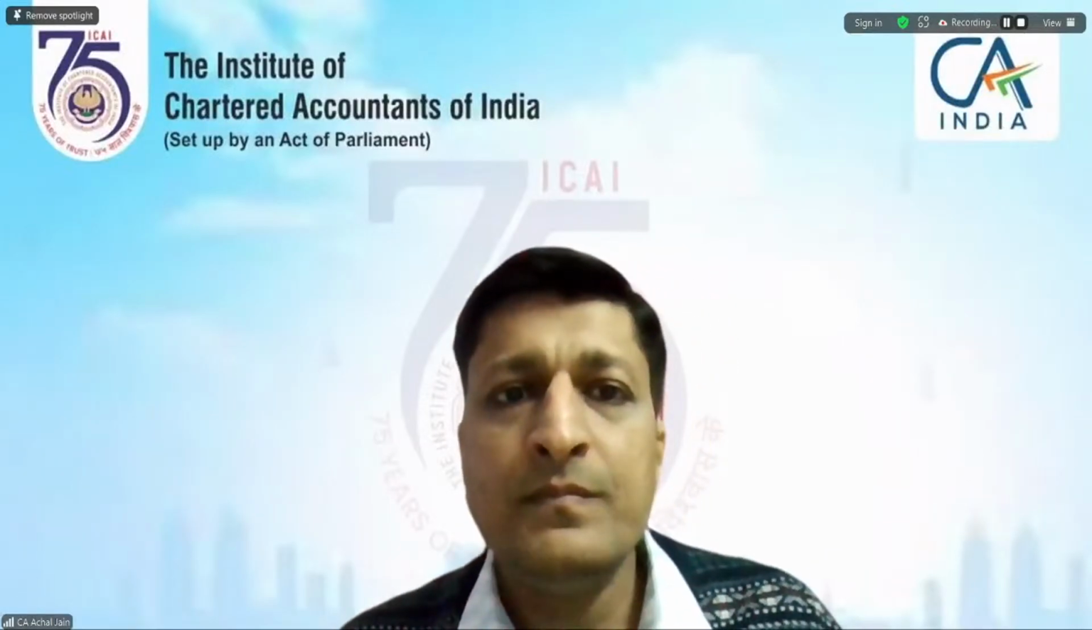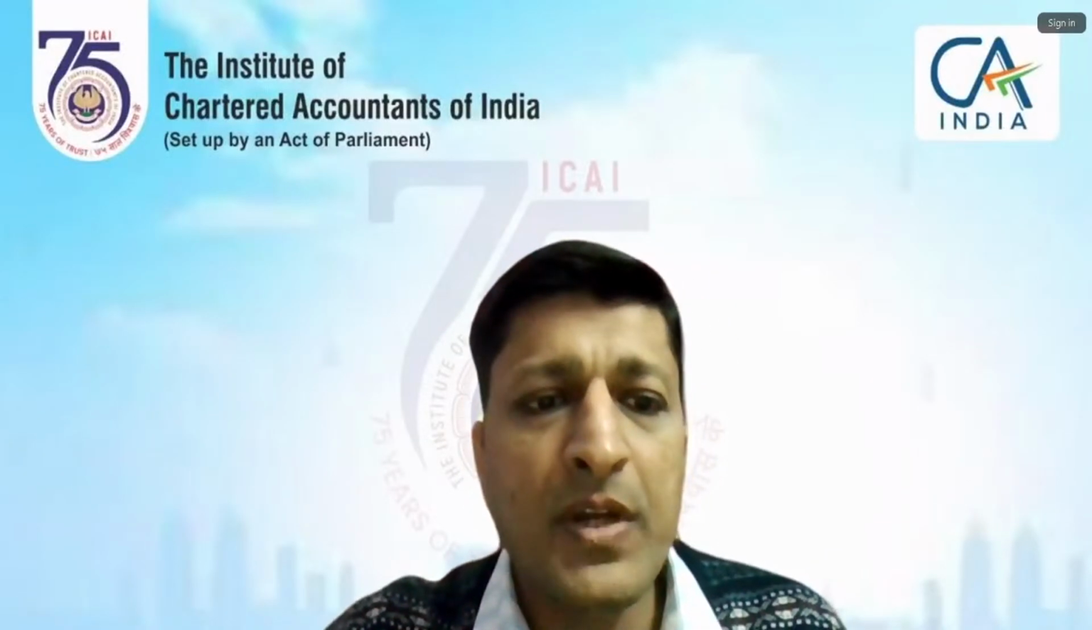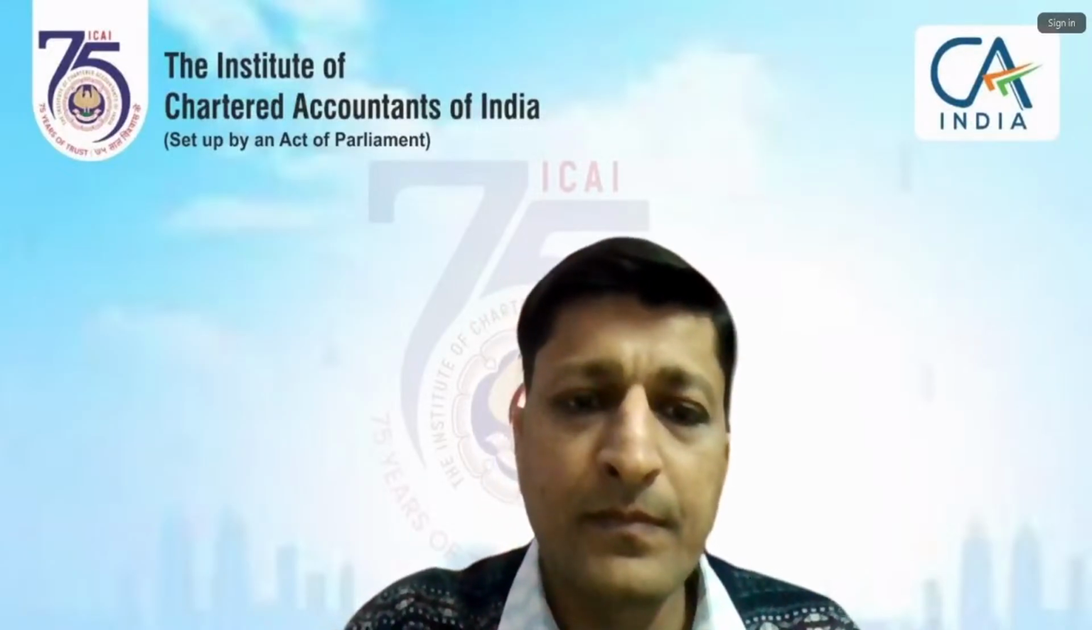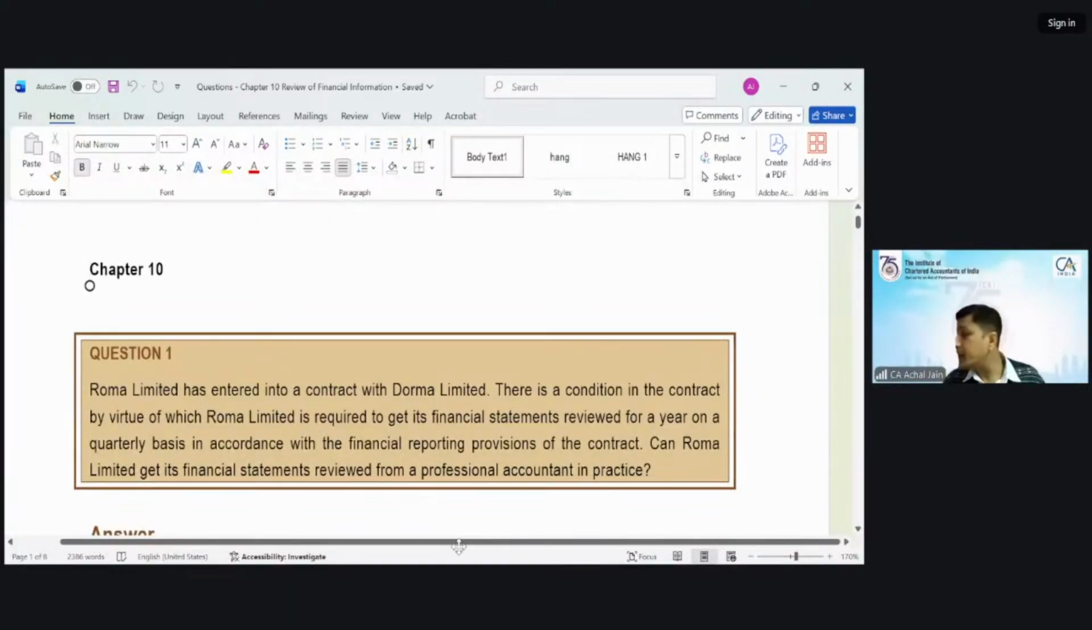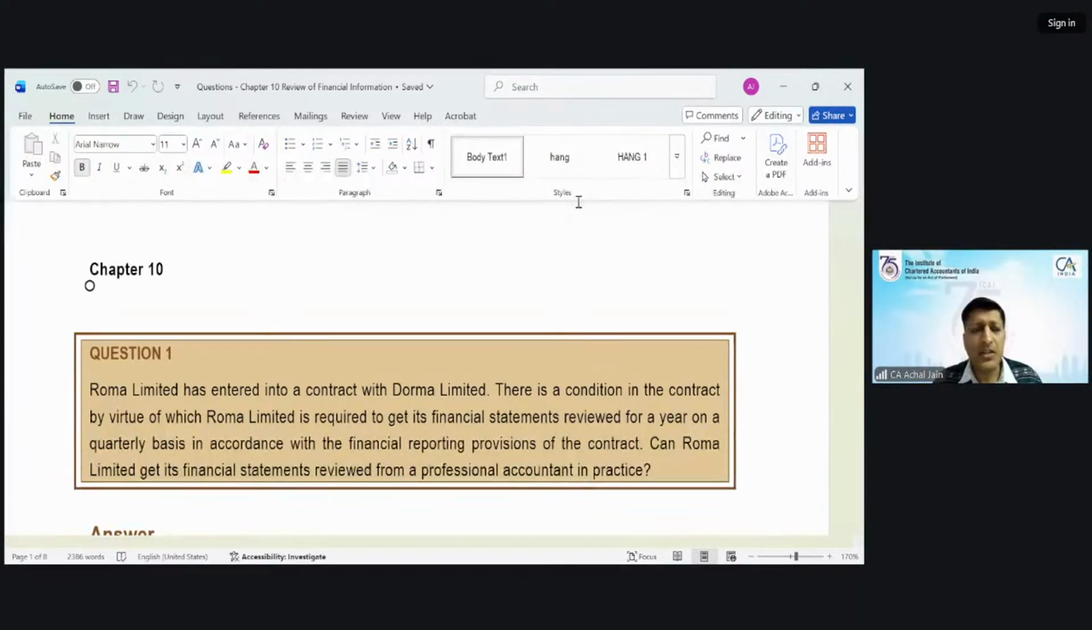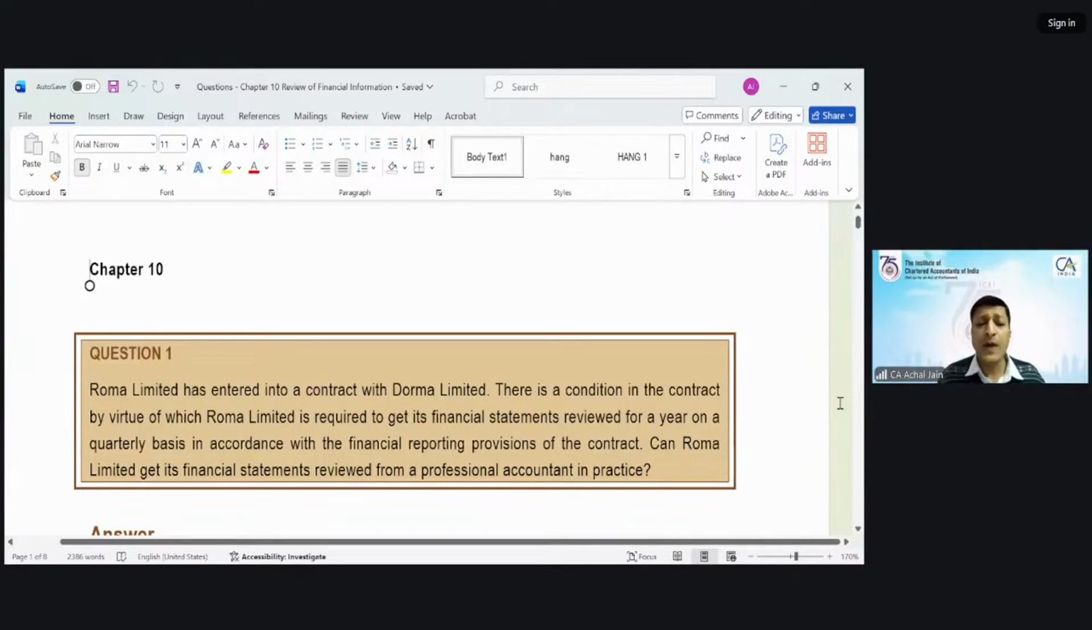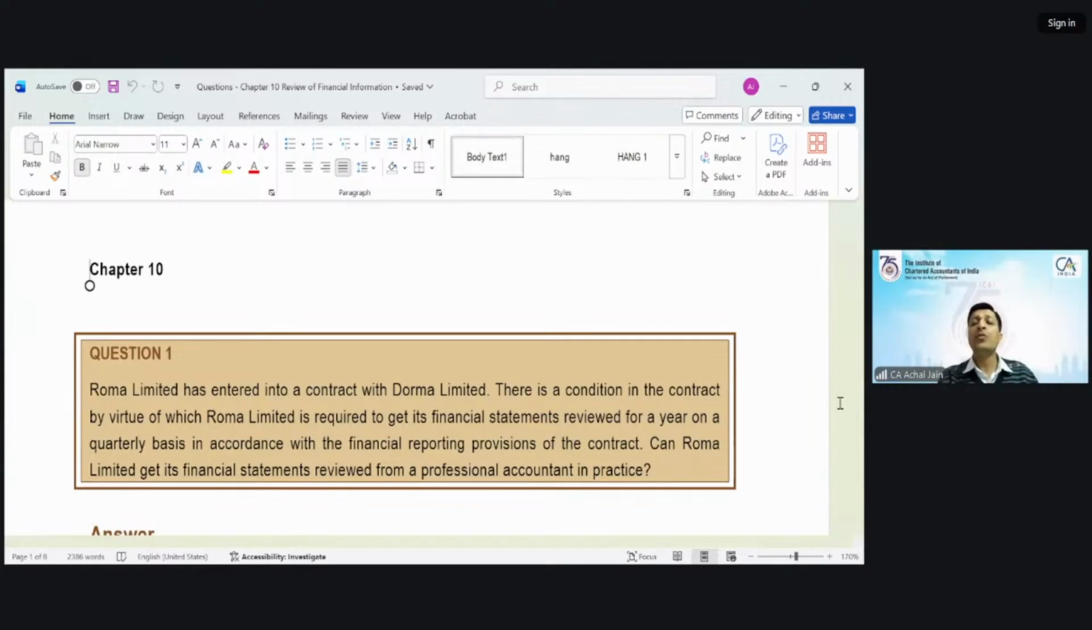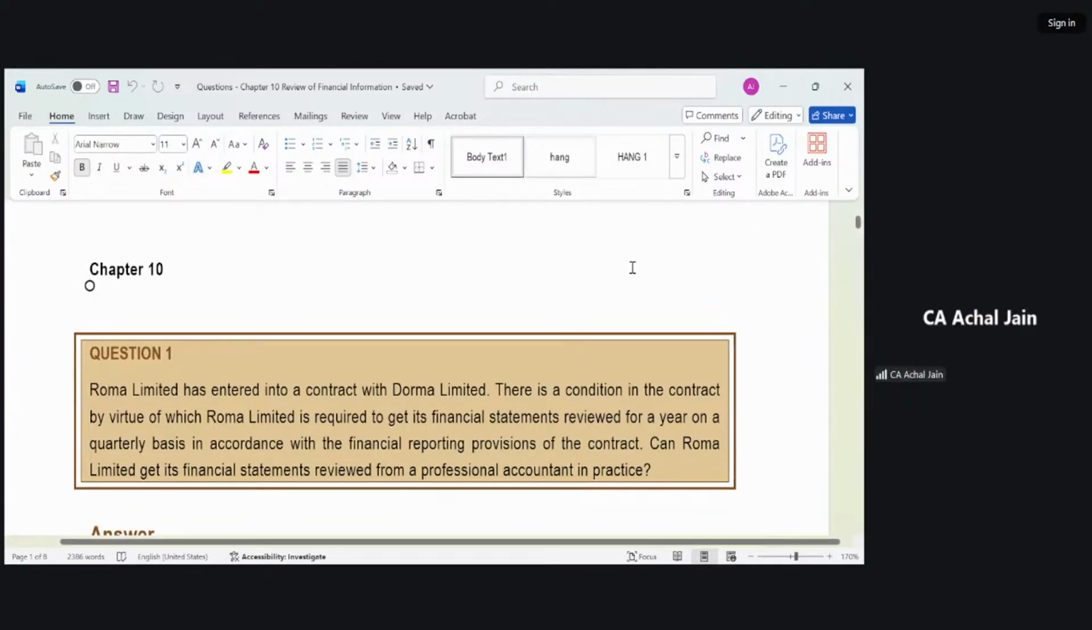All right. Now, let's look at some more questions. Roma Limited has entered into a contract with Dorma Limited. So it's about two companies. There is a condition in the contract by virtue of which Roma Limited is required to get its financial statements reviewed for a year on a quarterly basis in accordance with financial reporting provisions of the contract. Can Roma Limited get its financial statements reviewed from a professional accountant in practice? Over to you. What do you think? Can that be done?